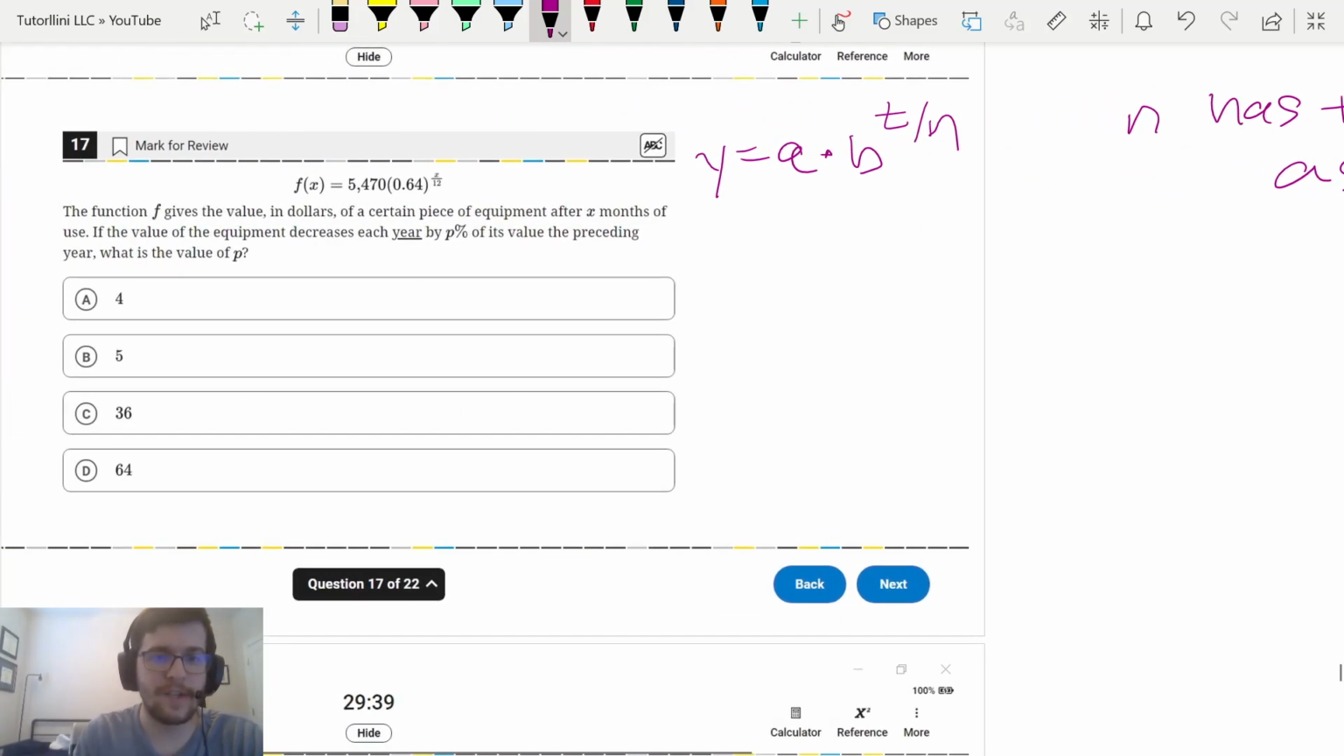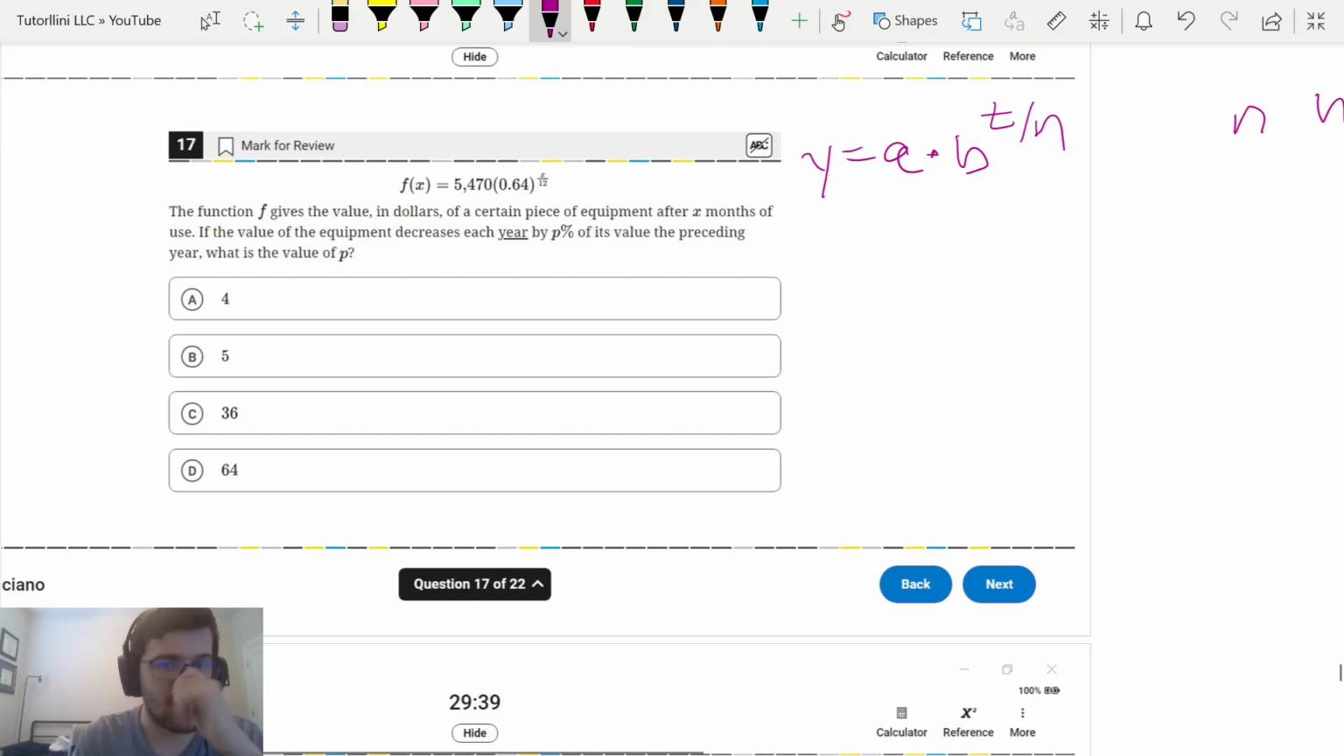So for this question, it's basically saying A is the starting amount, B is the growth or decay rate, and n is the interval. So we're starting with $5,470 and doing some percent decrease every 12. Now, what is the units of x? The units of x is 12 months.